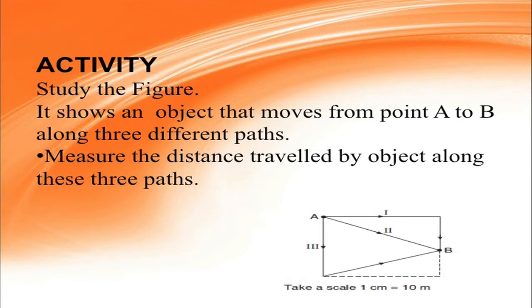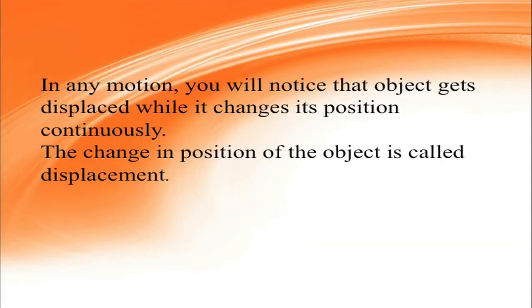Now, we see an activity in the figure. It shows an object that moves from point A to B along three different paths. Measure the distance travelled by the object along these three paths, and you can see that the distances are not equal in all three paths. In any motion, you will notice that the object gets displaced while it changes its position continuously. The change in the position of the object is called displacement.